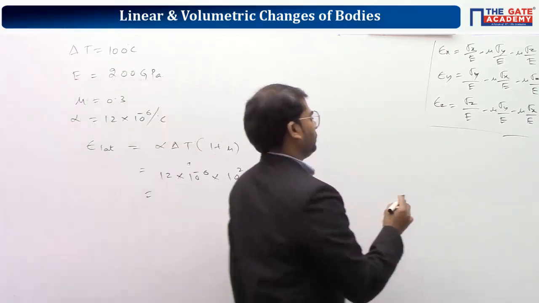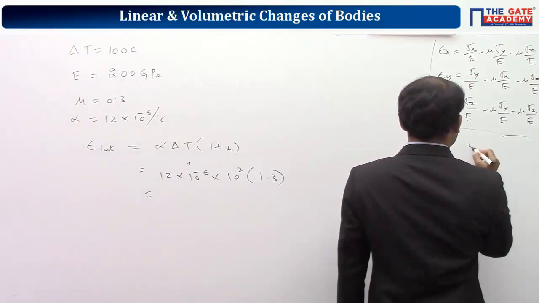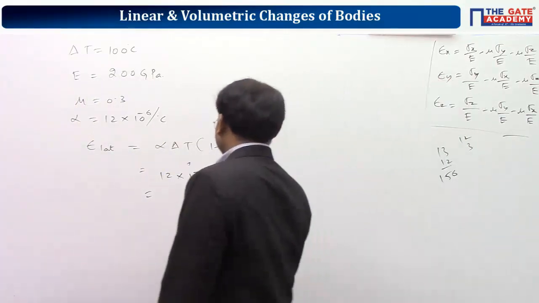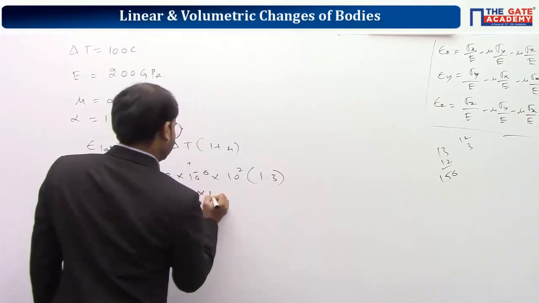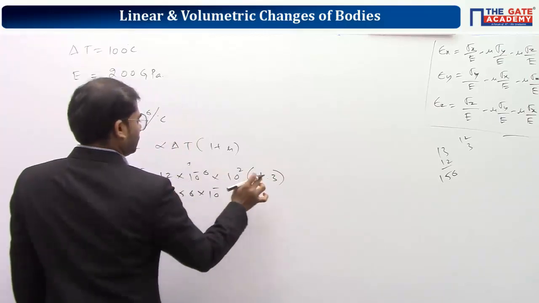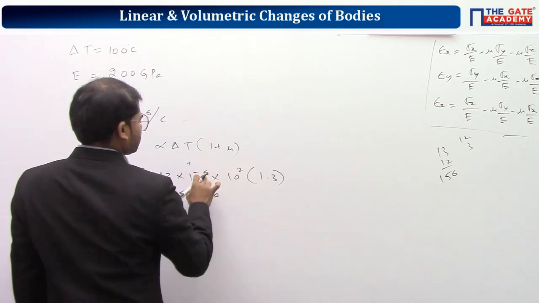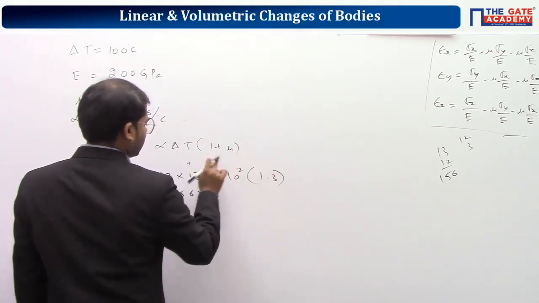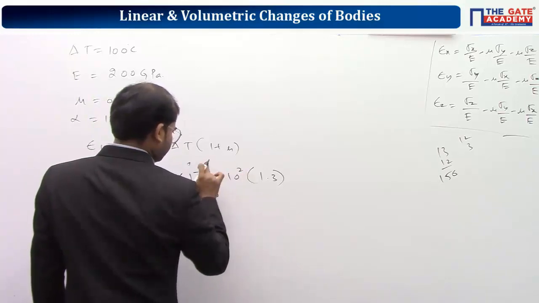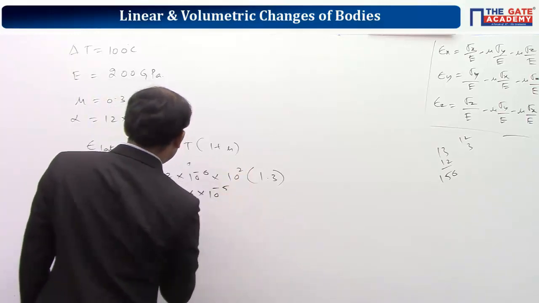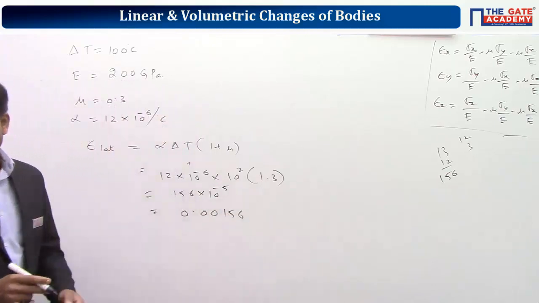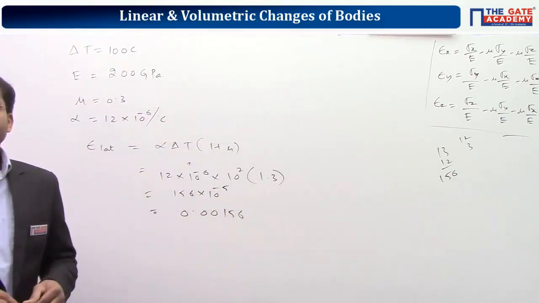Okay. So 156 into 10 power of minus, so here 6 minus 6 plus 2 minus 1. So minus 5 plus 2. Minus 7 plus 2, minus 5. So this becomes 0.00156. This is the answer for this question. Clear?